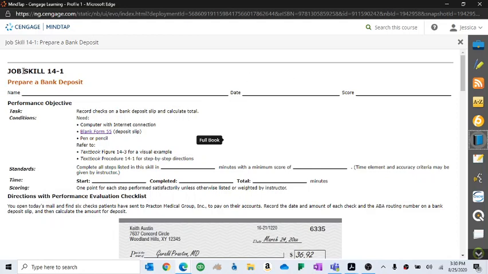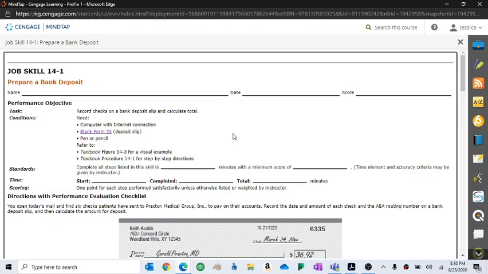Hey class, let's go over job skill 14-1 together. Prepare a bank deposit. This is exactly like we were doing the job skills for chapter 13. We are going to read our directions. We're going to follow each step that it says down here.